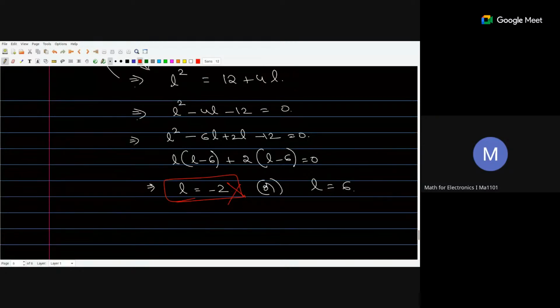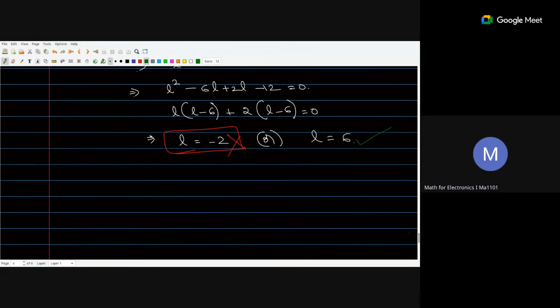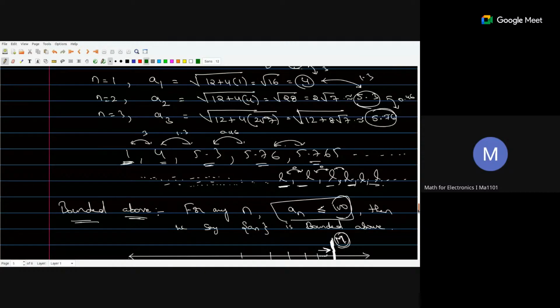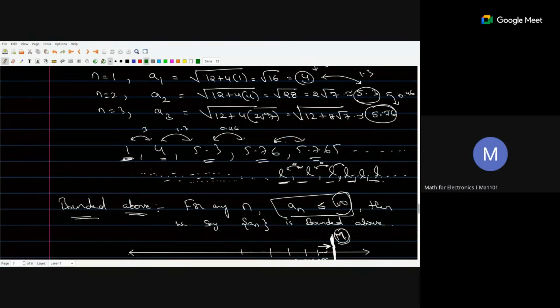The only value that L can take is 6, which is logical to see also. You can see it can be 6. Slowly it is approaching 6. So that will be your limit value for the given recurrence sequence.